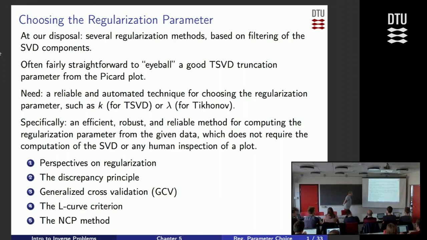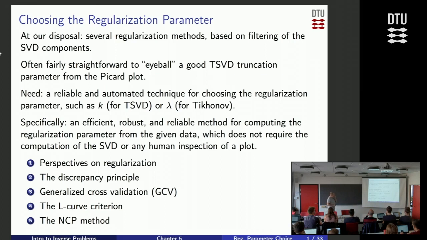Before actually getting to these methods, we'll spend a bit of time looking into what is really going on when we do regularization. This insight will then give us some ideas for methods for choosing the regularization parameter. After that, we'll talk about 4 different methods: the discrepancy principle, generalized cross-validation, something called the L-curve, and the NCP criterion. So it's a lot of ground to cover today.